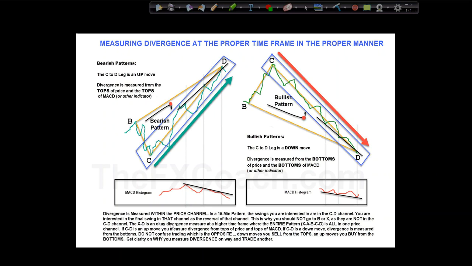If CD is an up move, you measure divergence from tops of price and tops of MACD. If CD is a down move, divergence is measured from the bottoms. Do not confuse this with trading, which is the opposite. Down moves you sell from the tops, and up moves you buy from the bottoms. Get clarity on why you measure divergence one way, and trade another. Any questions about that?